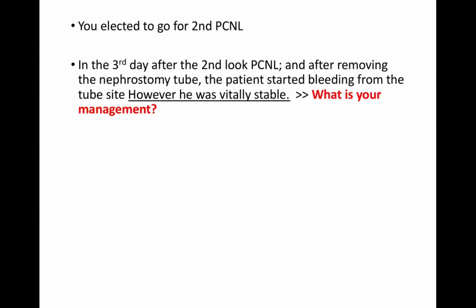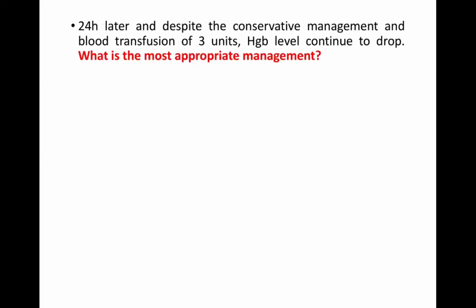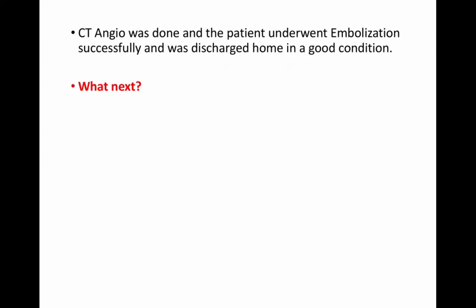On the third day after the second PCNL that you've done, and after removing the nephrostomy tube, the patient started to have bleeding from the tube site. However, he was vitally stable. What's your immediate management? 24 hours later, and despite the conservative management and blood transfusion of 3 packed RBCs, the hemoglobin level continued to drop. What is the most appropriate management? CT angio was done, and the patient underwent embolization successfully and was discharged home in good condition. What is your follow-up plan, and what's next?